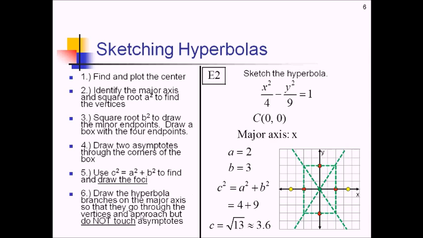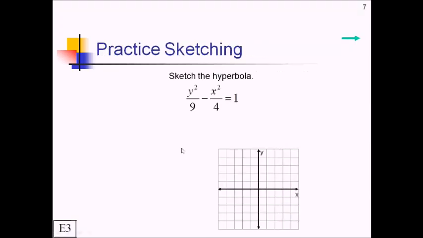And now we just have to draw the hyperbola branches. We're going to draw them on the major axis, so left, right in this case, and they're going to go through the vertices right here, and they're going to approach but not touch the asymptotes. So here is branch 1, and here is branch 2. And we've got it. Here's one for you to try on your own. Pause the video and give it a shot.